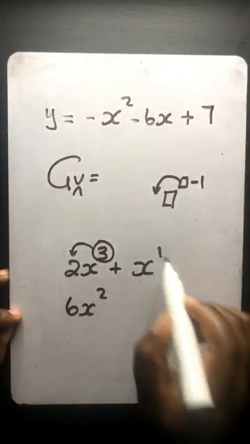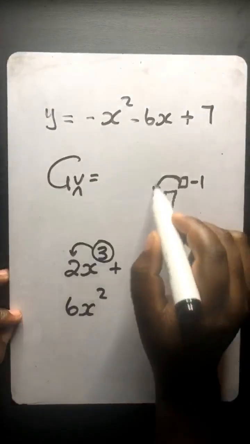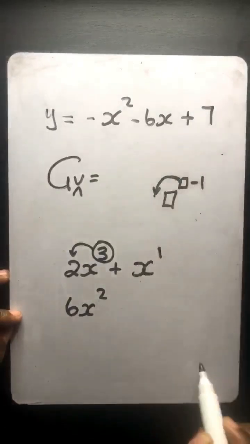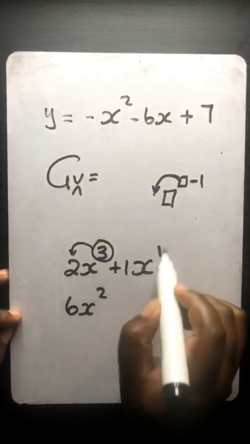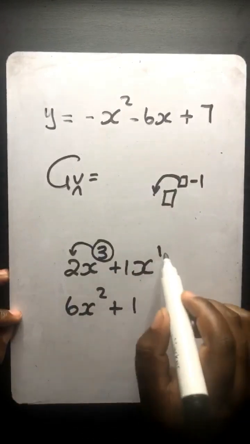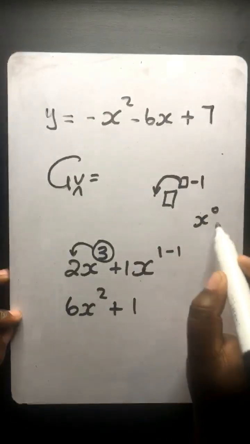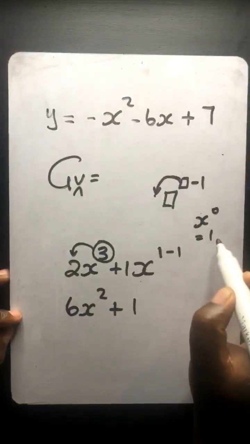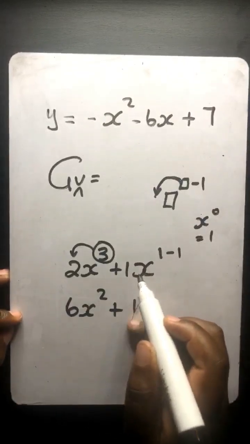Here we have an invisible 1. You take your power, you multiply the coefficient, then you minus it by 1. So what is the coefficient here? It's an invisible 1. So you're saying this multiplied by 1 is positive 1. Then you subtract that power by 1. What are you going to have? You're having x to the 0, which is the same as 1. So it's 1 times 1, which is just 1.